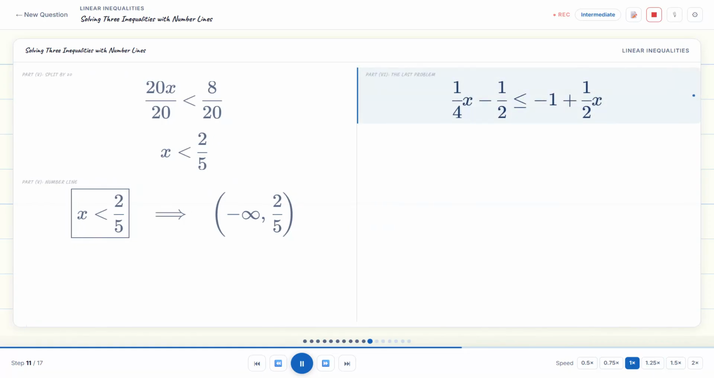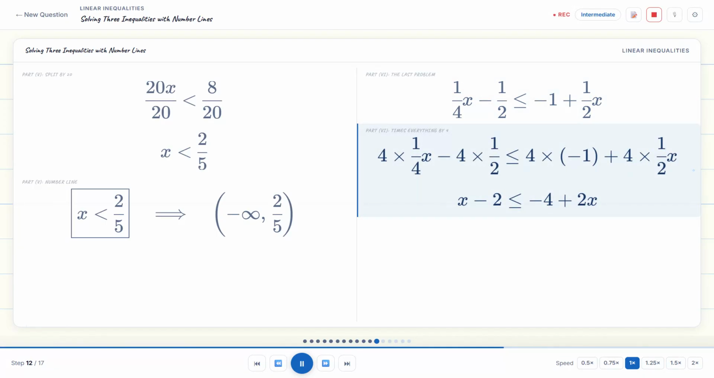Here is our last problem. It has x on both sides and fractions too. Let's get rid of the fractions first. We times everything by 4 to clear the fractions. 4 times 1/4 x is just x. 4 times 1/2 is 2. 4 times negative 1 is negative 4. And 4 times 1/2 x is 2x. No more fractions.